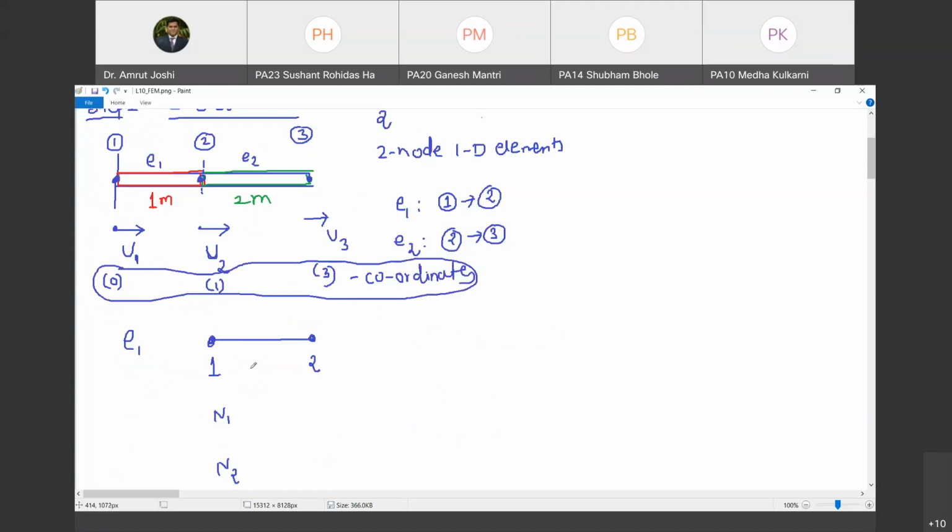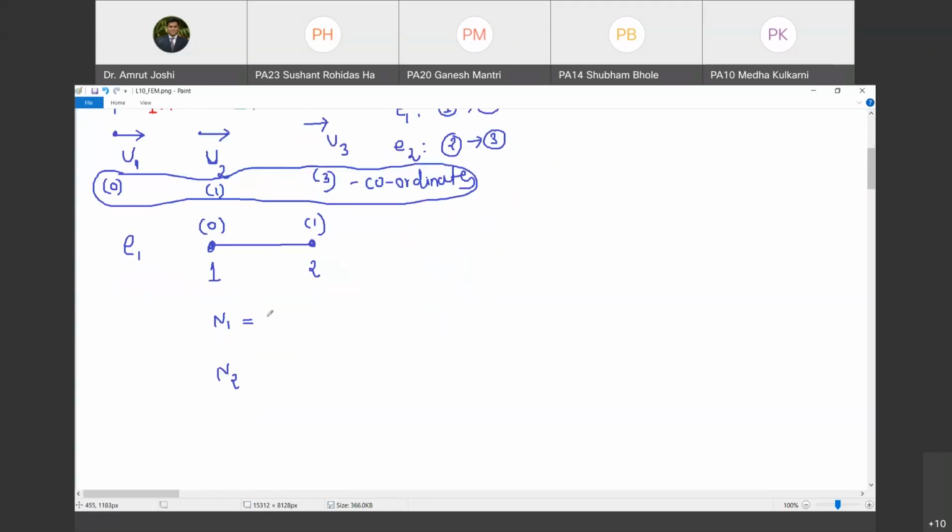Okay. What is the coordinate of node number 1? 0. And what is the coordinate of node number 2? 1. So how do I write N1 for this element? Tell me. N1 should be 1 at node 1 and it should be 0 at node 2. So will it involve x minus 1? Do you agree with me? Yes, sir. If it involves x minus 1, at x equal to 0, it is going to be minus 1. But I want it to be plus 1. So I will divide it by minus 1. So this is N1. Do you agree with me?